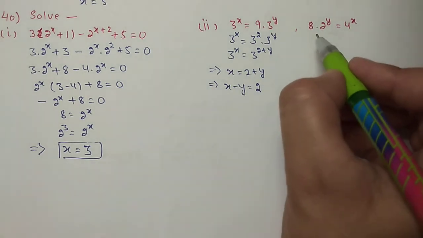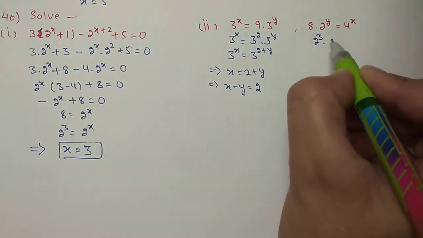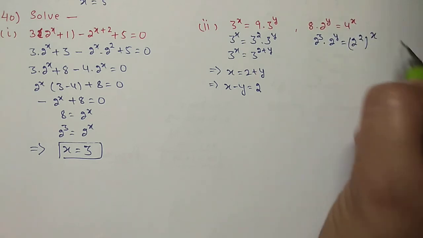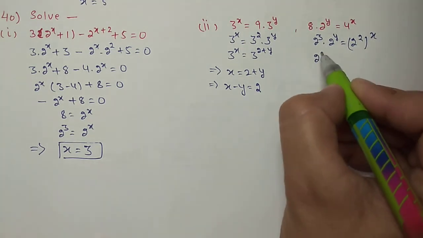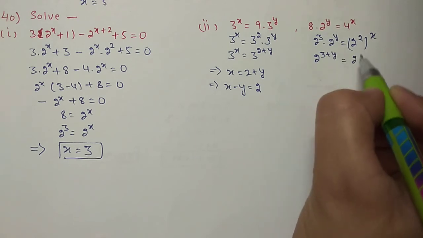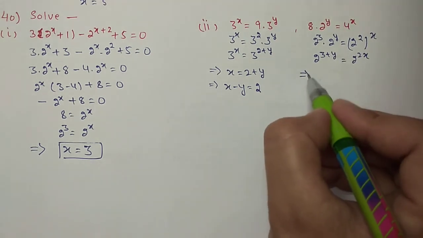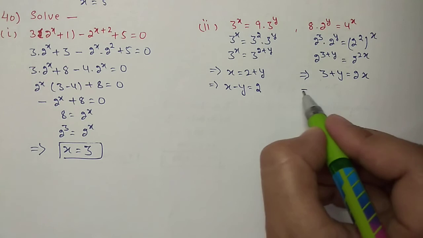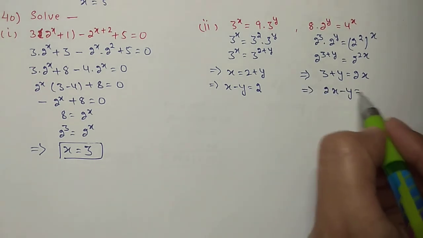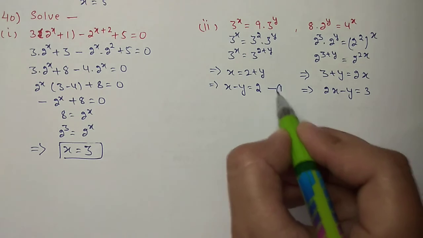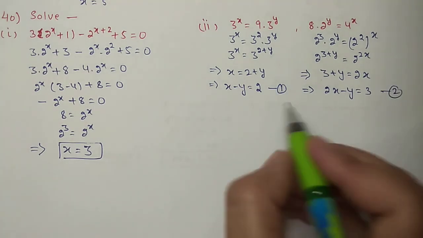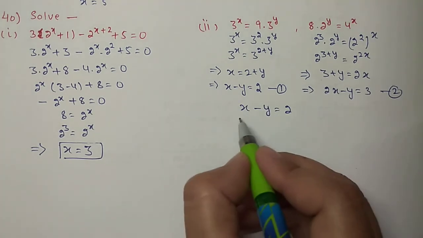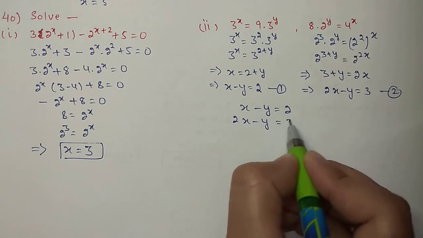Now we will solve this one. 8 we can write as 2 to the power 3, 2 to the power y, and 4 we can write as 2 to the power 2 whole to the power x. So 2 to the power 3 plus y equal to 2 to the power 2x. So here if we compare the power, we are getting 3 plus y equal to 2x, or we can write it as 2x minus y equal to 3. So this we have as one equation, another equation is this one. We can solve these two equations. x minus y is equal to 2 and 2x minus y equal to 3.